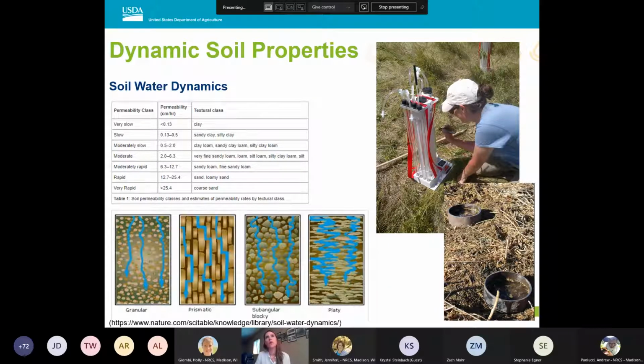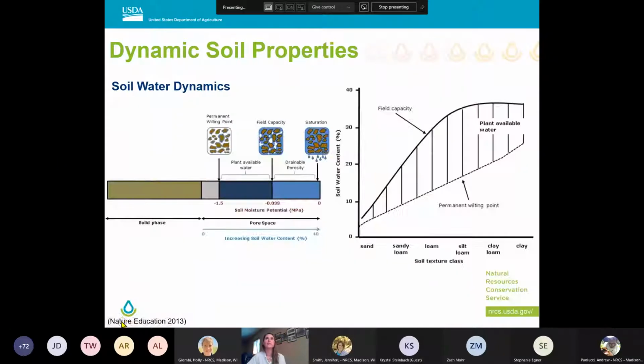And then on that bottom right are infiltration rings. So a super quick way to demonstrate to a producer how compaction or changes in soil will influence the infiltration, or the ability of a 4-inch rainfall event to take up those 4 inches of rain versus running off the top. And last slide, please.